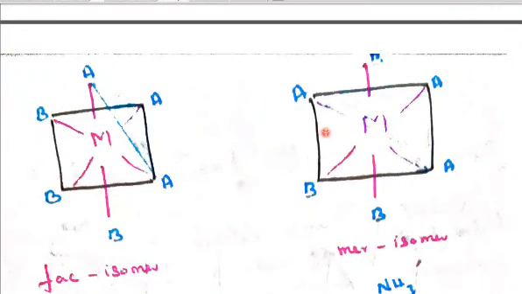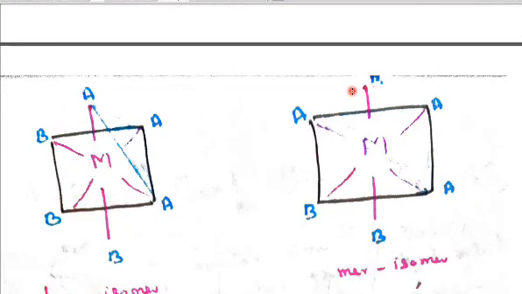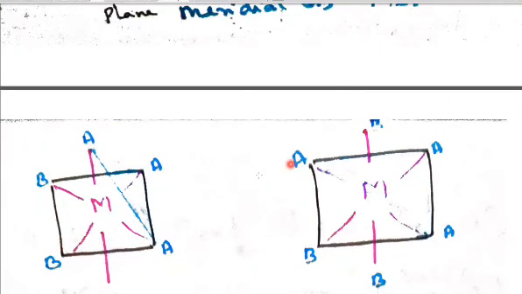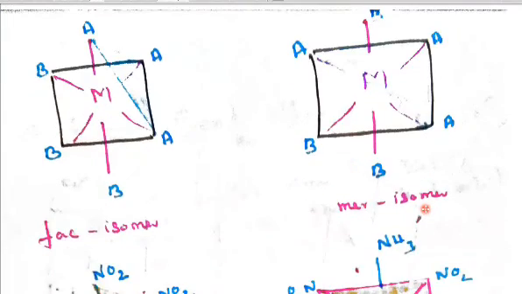Here, when you interchange, B and A are interchanged: B comes to the top and A goes down. So here the A ligands lie in a square plane. Imagine the square; in the square we are getting the triangle. So this is the mer isomer.